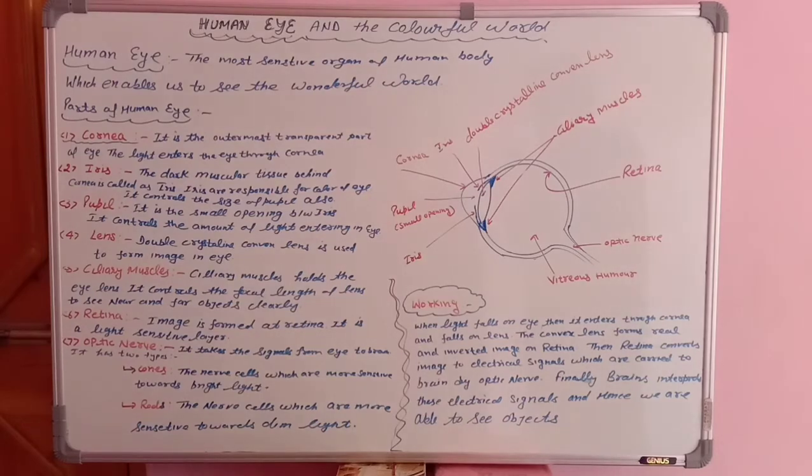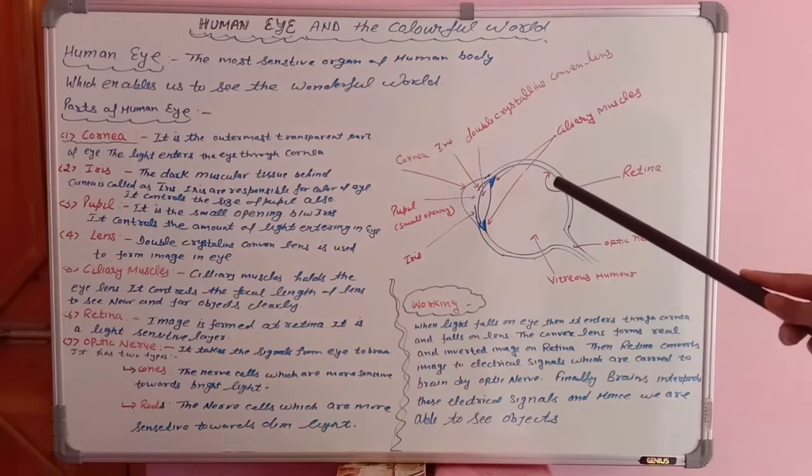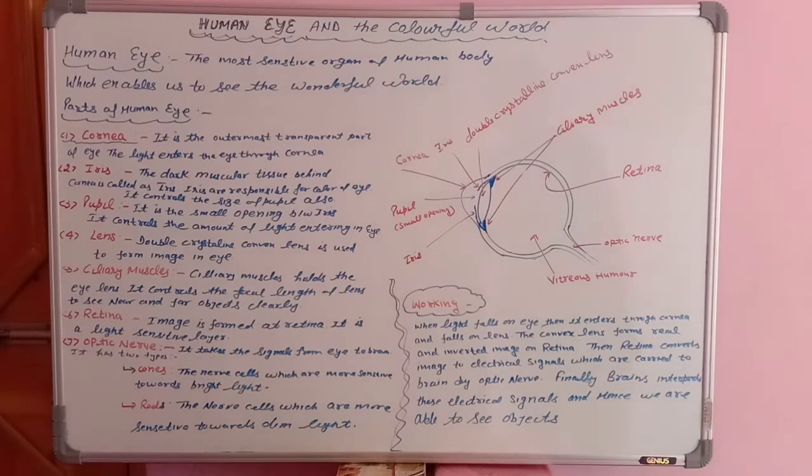So keep in mind, because this will be a text question. What do you mean by accommodation of the eye? Accommodation of the eye means the ability of the eye to see near and far objects clearly by adjusting its focal length. Okay, next is your retina. Now, the lens will form the image, but where will the image be formed? The image will be formed at this part of the eye, the inner surface, called the retina.